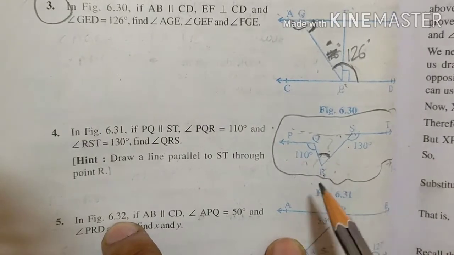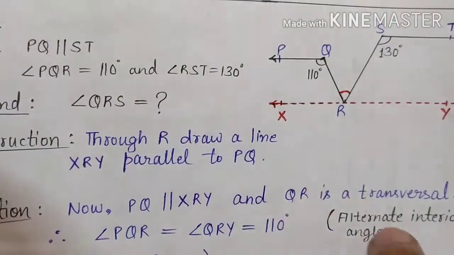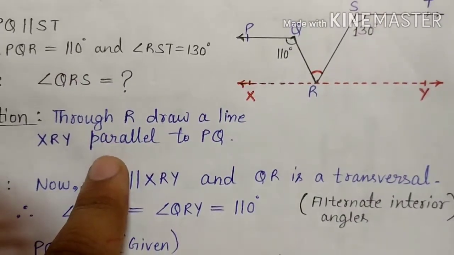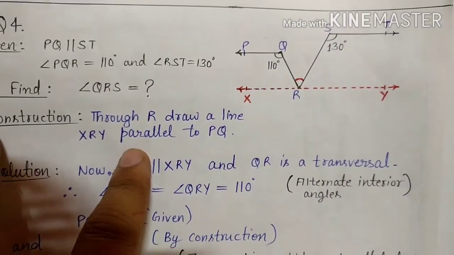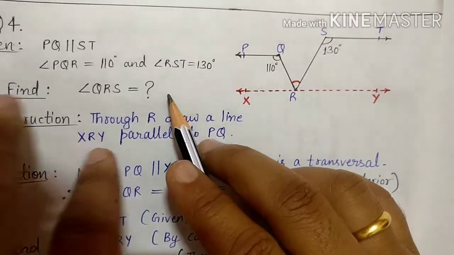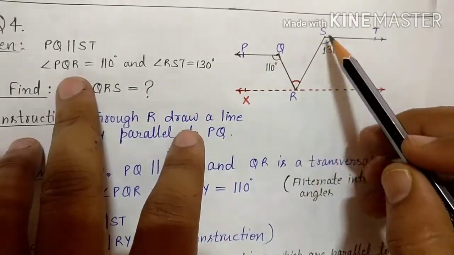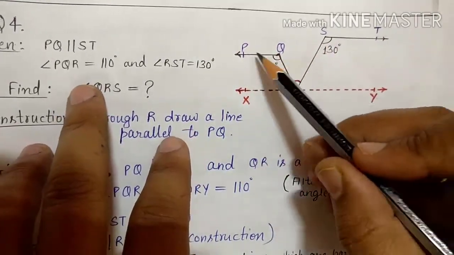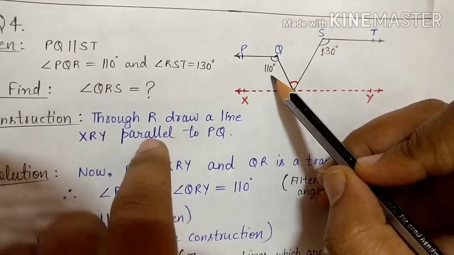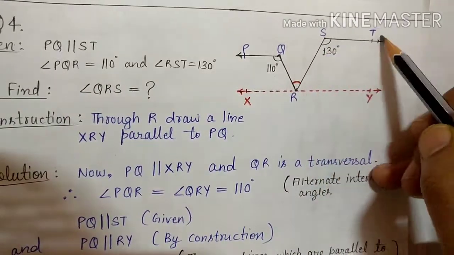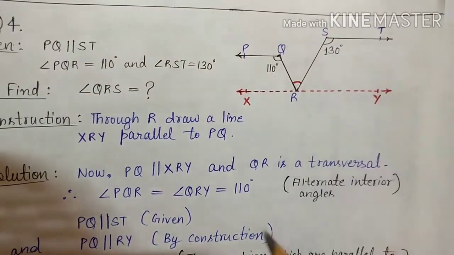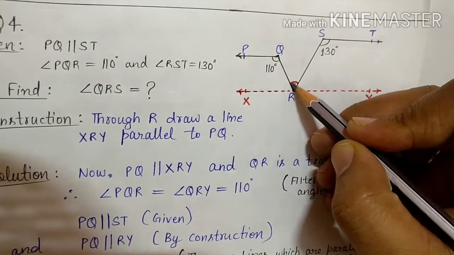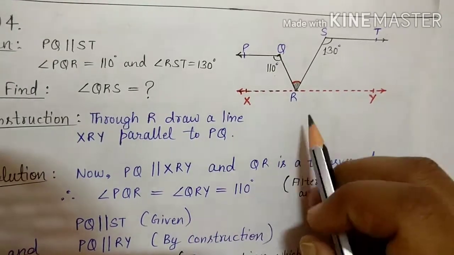It's better to make it in the copy because here it is not clear. I have made it here already. Now, what is given to us, and what we have to find out? In question number 4, PQ is parallel to ST, because when we extend it further on this side, it becomes parallel. PQR is already given as 110 degrees, and RST is given as 130 degrees. We have to find this angle QRS, which is in the middle.